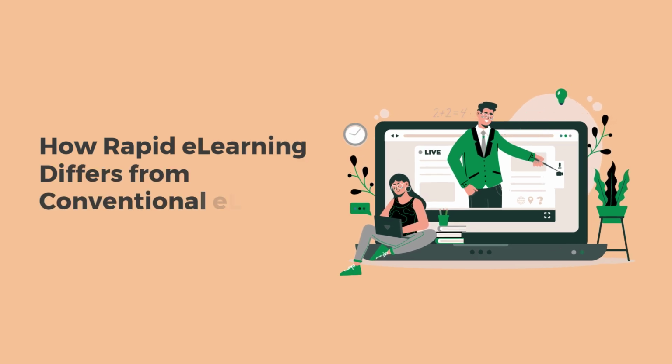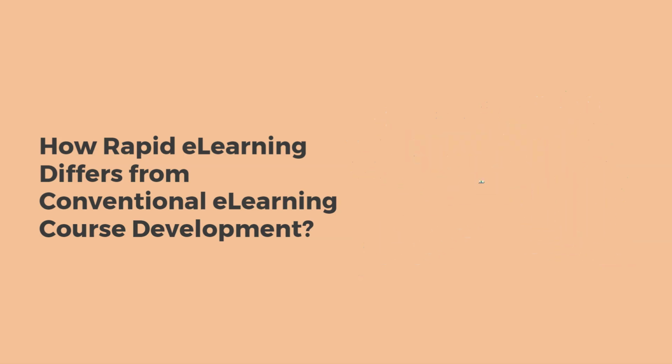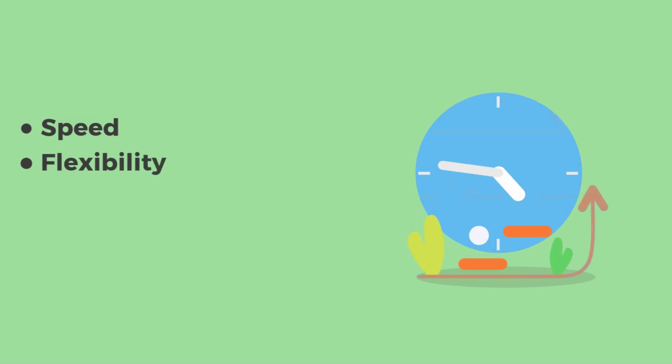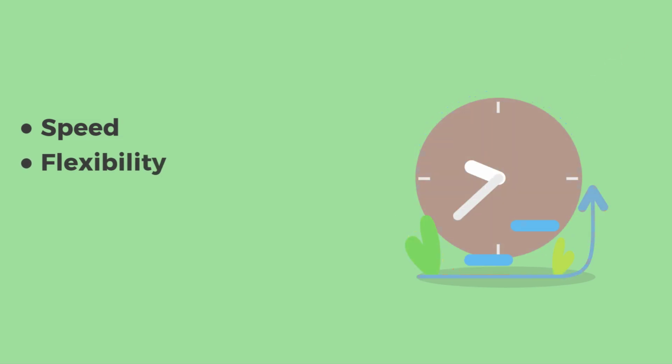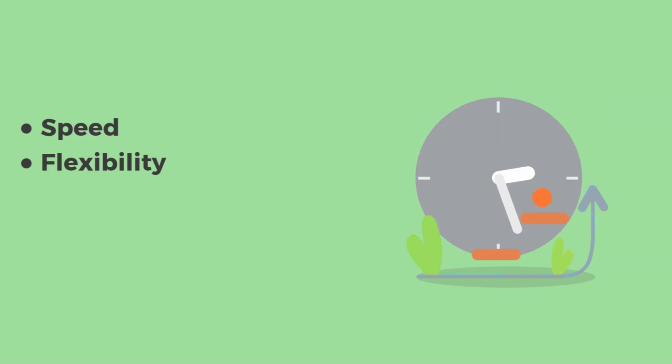Now, let's delve into how rapid e-learning differs from conventional e-learning course development. Speed is the key differentiator. Rapid e-learning accelerates the development process, allowing for quicker course deployment. Flexibility is a major advantage. Rapid e-learning is highly adaptable and can accommodate changes or updates more efficiently than traditional methods.